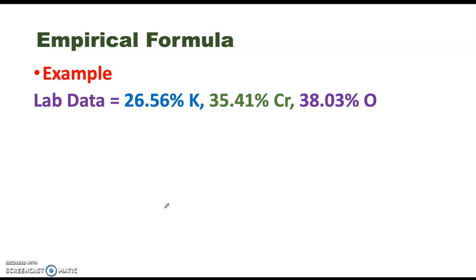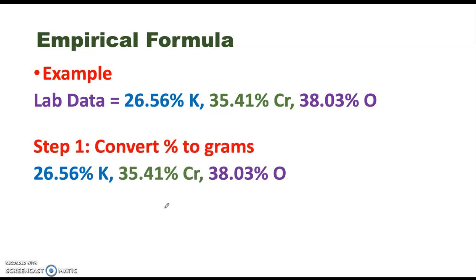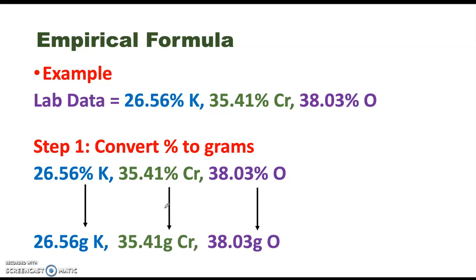You're given percentages. You've got potassium, chromium, and oxygen in this compound. And it tells you what percentage each element is in this compound. Now step number 1 says convert those percentages into grams. So we've got percentages and we convert them to grams. We don't do anything special. We assume a 100 gram sample.